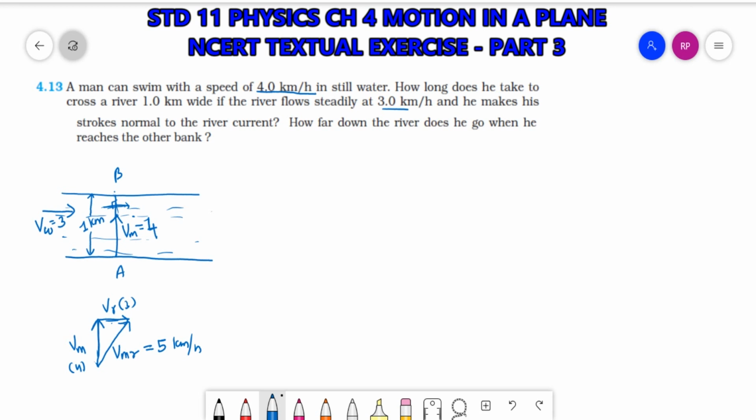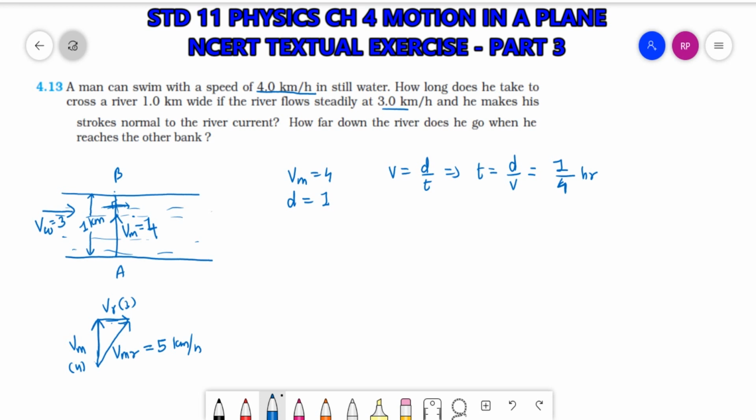Now, as his speed with respect to ground is 4 km per hour, means Vm is equal to 4, and the distance to be covered is equal to 1. Velocity is equal to distance by time, that implies time is equal to distance by velocity. The distance is 1 km, the velocity is 4. That means the time taken will be 1 by 4 hour to reach the other bank.